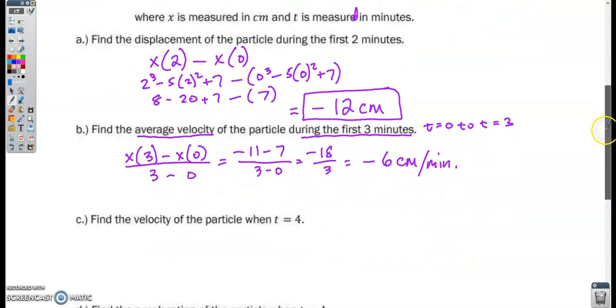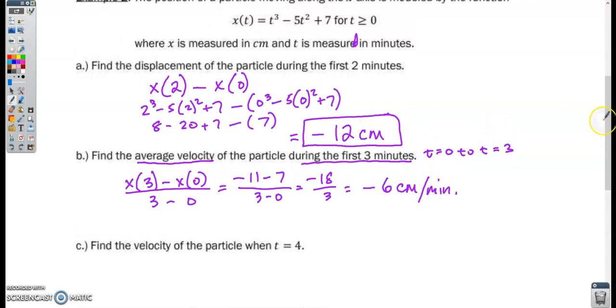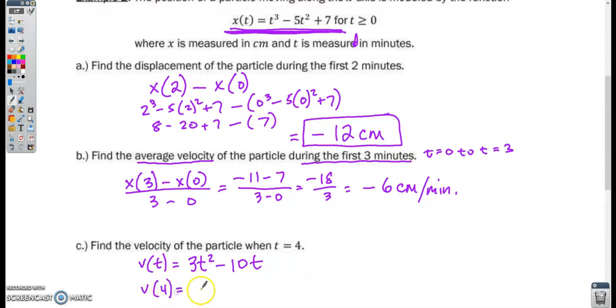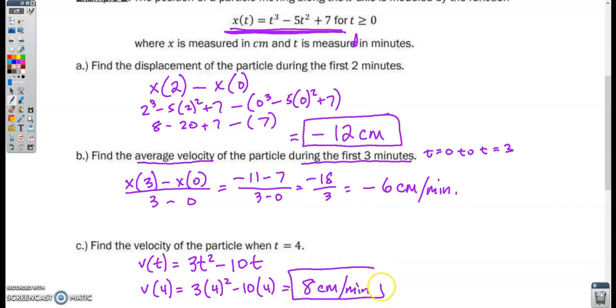Part C, find the velocity of the particle when t equals 4. So we want to take the derivative of our position function to get our velocity function. Velocity is equal to 3t squared minus 10t. And so the velocity at time 4 I get by just substituting 4 in here. And that gives me 48 minus 40, or 8. And again, the units for velocity in this problem are centimeters per minute.